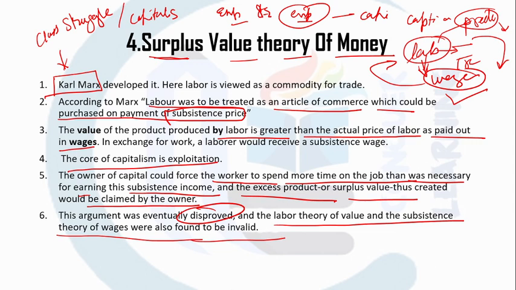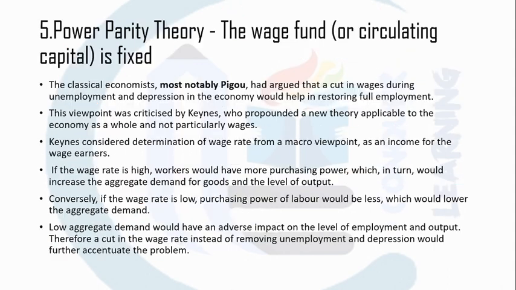So this is the surplus value theory, which says that only the subsistence level of the wages is given to the labor, and the rest surplus amount or excess amount is kept with the owner.